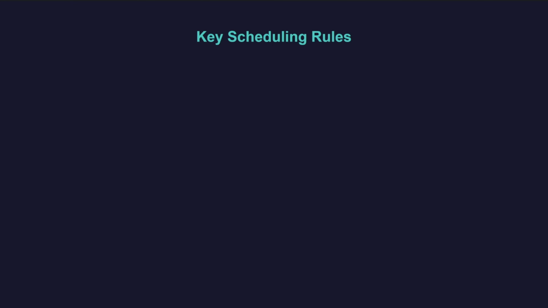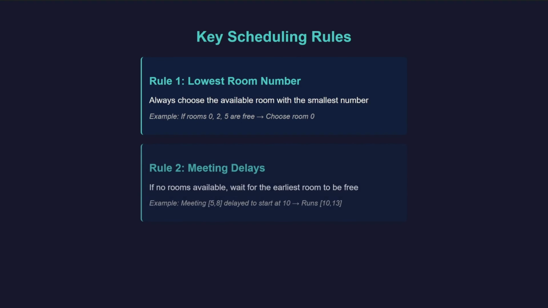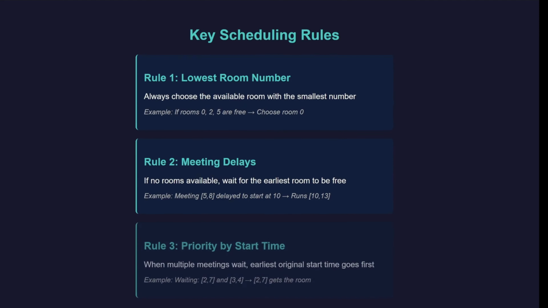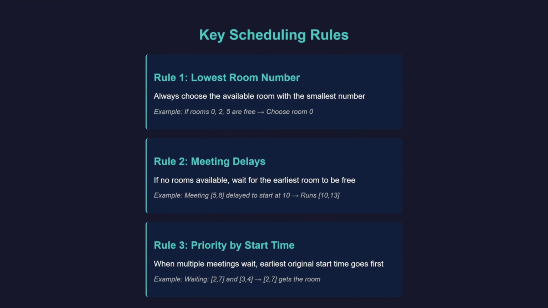Now let's deep dive into the 3 key scheduling rules that govern this problem. Rule 1, as you can see highlighted, always choose the available room with the smallest number. This ensures consistency and predictability in our scheduling. The example shows if rooms 0, 2, and 5 are free, we must choose room 0. Rule 2, meeting delays. When no rooms are available, we wait for the earliest room to become free. The crucial point is that delayed meetings maintain their original duration. So a 3-hour meeting remains a 3-hour meeting, just starting later.